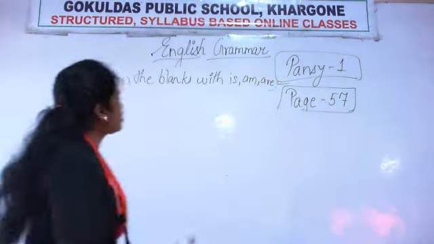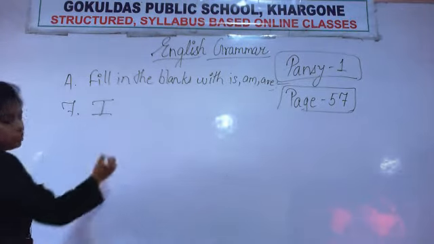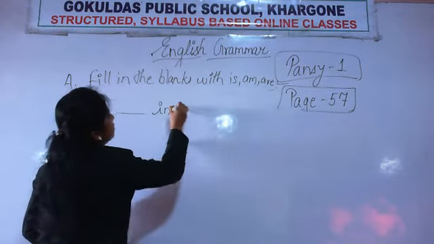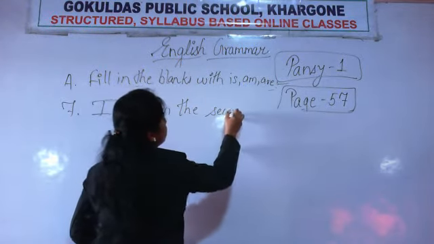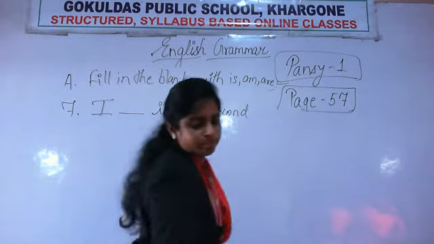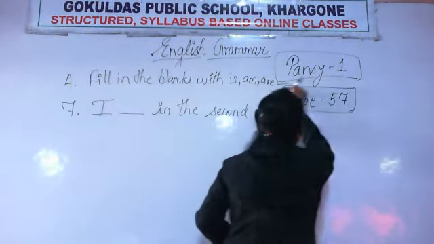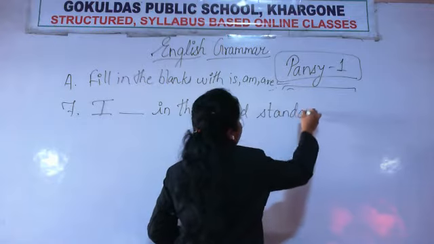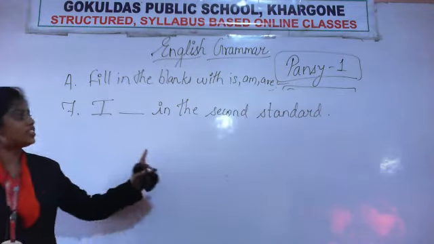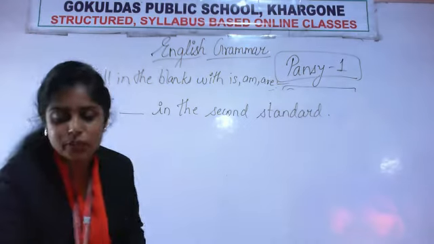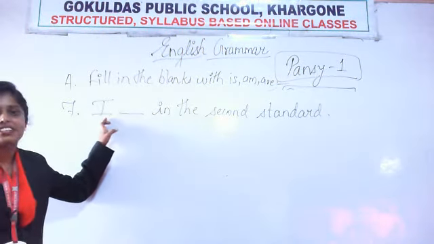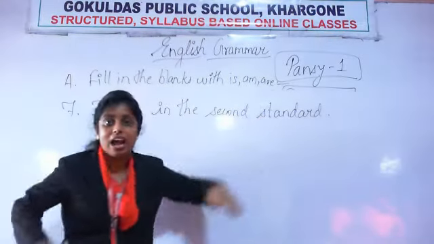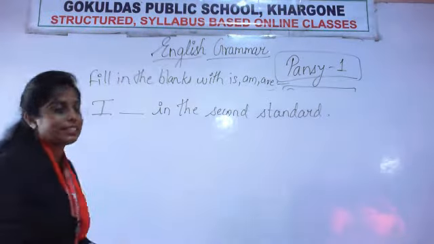Now 7th sentence. I dash in the second standard. Page 57. Okay, don't forget that. So I dash in the second standard. Now I have told you many a time that if "I" is there as a subject, what are you going to use? You have to use "am". I am. I am in the second standard. Okay?